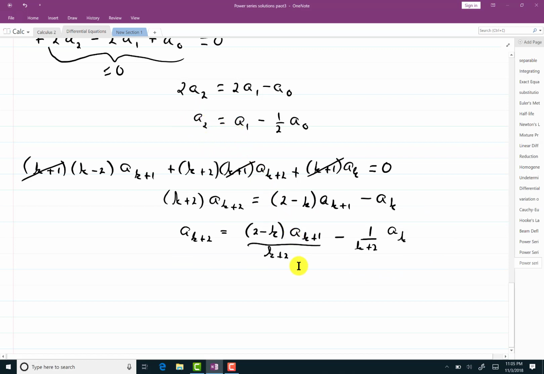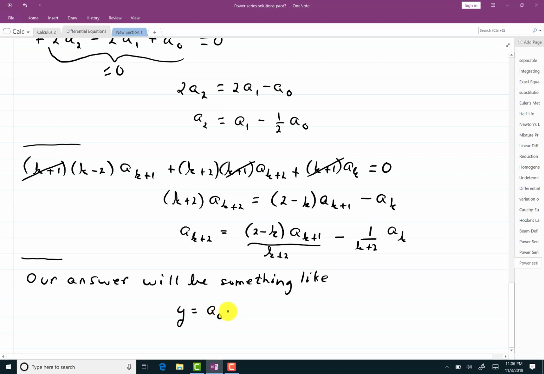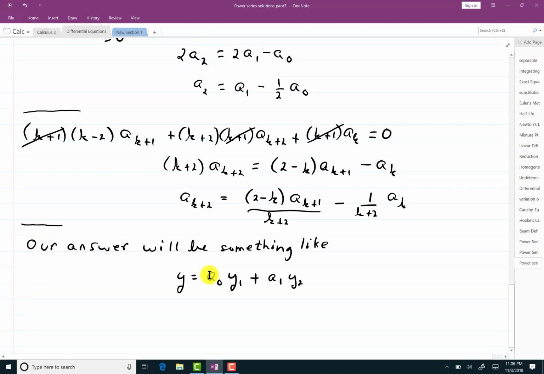Of course, let me pause for a second here. Our answer will be something like this. It will be something like y equals a sub 0 y1 plus a sub 1 y2. Of course, a sub 0 and a sub 1 are serving as the constants. And you can see them here. They're going to generate everything we need. The way you work this is, I'm not actually looking for the constants. I'm just looking for the y1 and the y2.